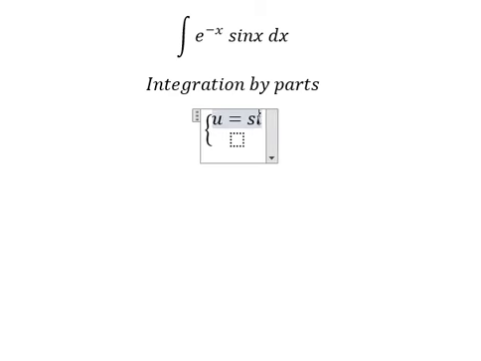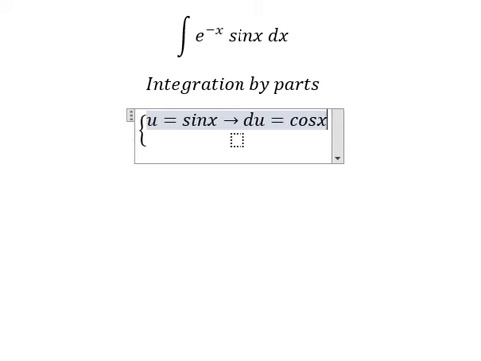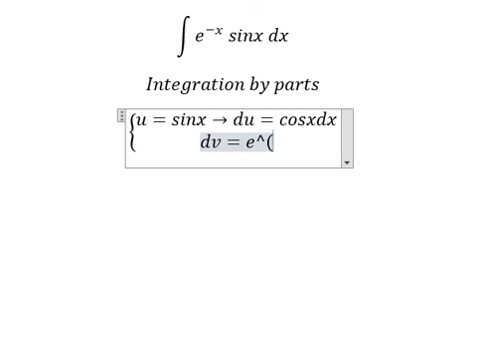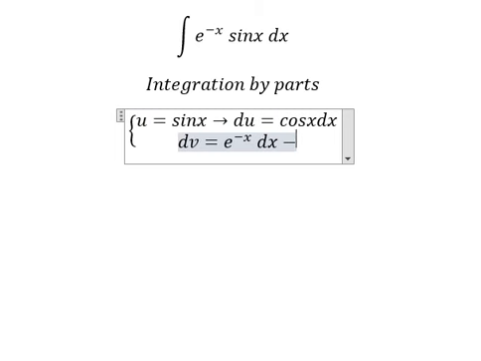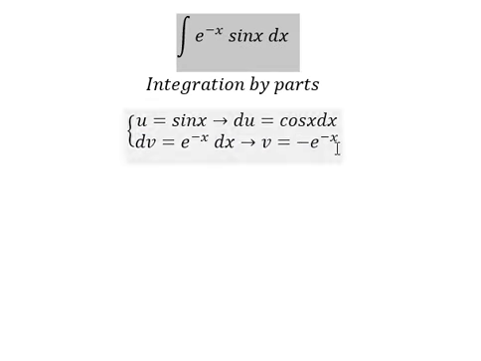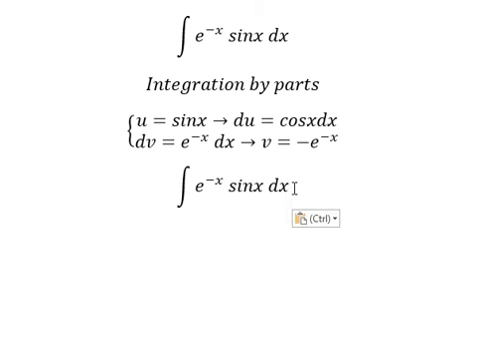equals sin x. So if I first take the derivative of both sides, you get du equals cosine x dx. dv, we have e to the power of negative x dx. The integration of this one, you get v equals negative e to the power of negative x.